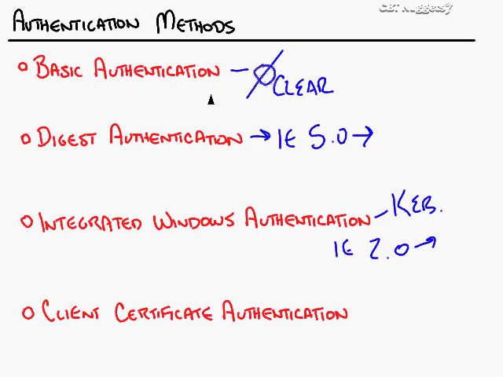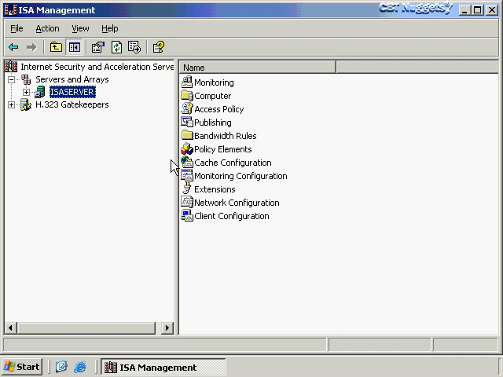So any one of these four options of authentication can be used to make sure that your users are who they say they are when they're trying to access web content. However, by default, the ISA server isn't set up for authentication. Let's do that right now. Authentication is enabled on a per server basis. So we do it from the server.